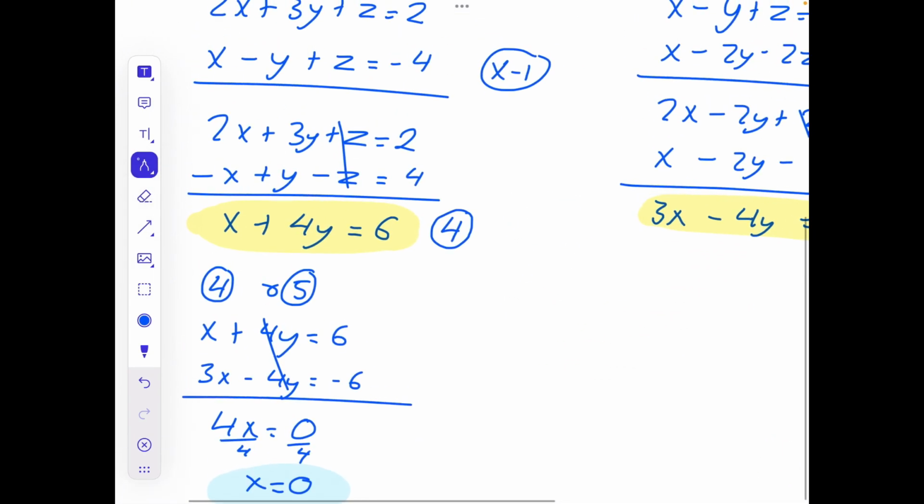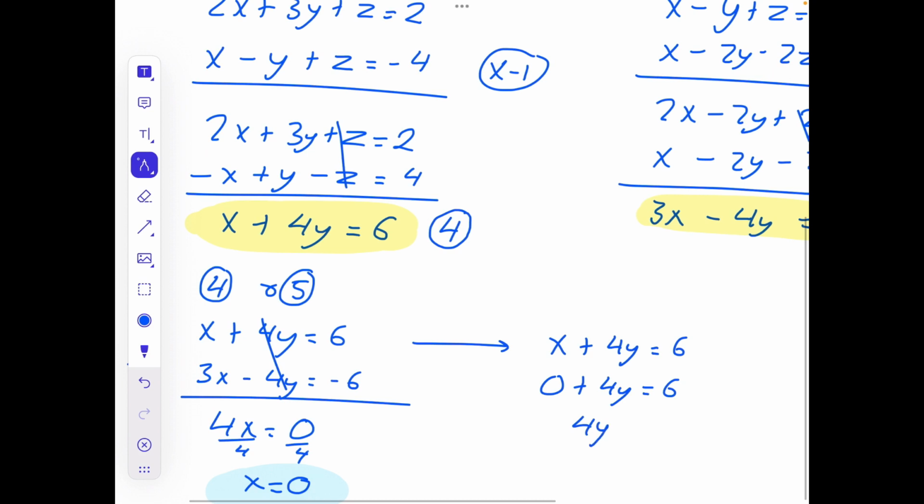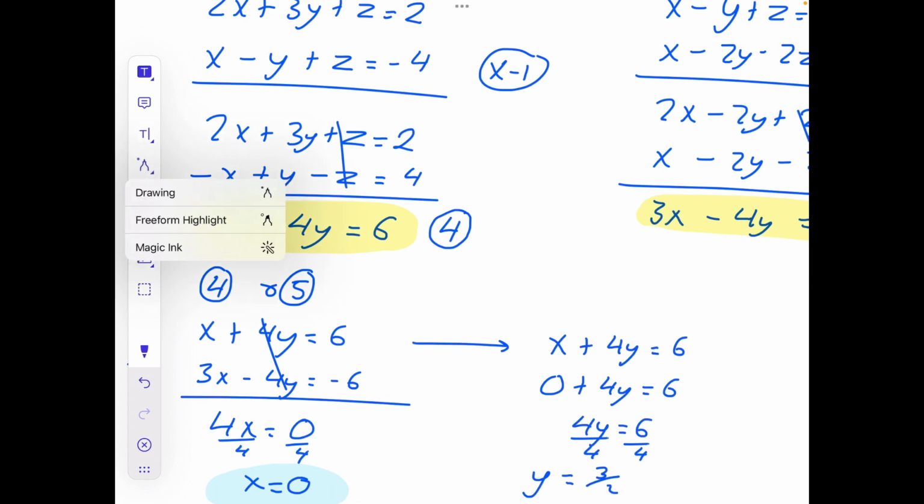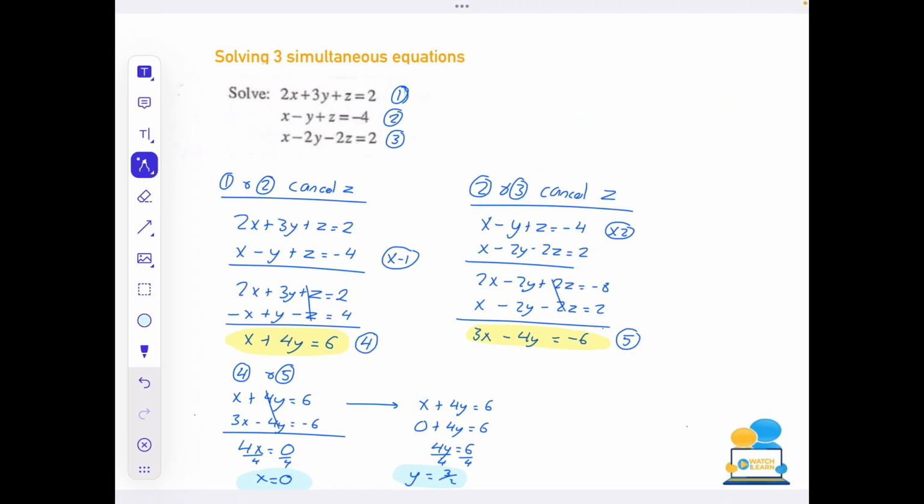Now what we are going to do is take either equation 4 or equation 5. I'm going to go with equation 4. We know x is 0, so I'm going to replace x with 0. We are then left with 4y is equal to 6. Divide both sides by 4. We get that y is equal to 6 divided by 4 into your calculator will give you 3 over 2. If you wish, you can change that to 1.5. I'm just going to leave it as a fraction there. So that's my y. Now we found our x, we found our y.